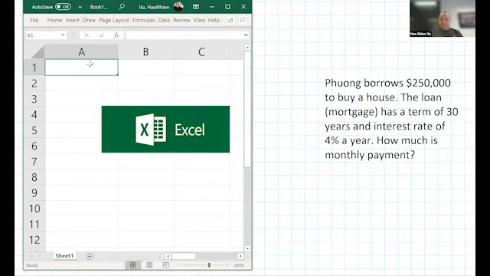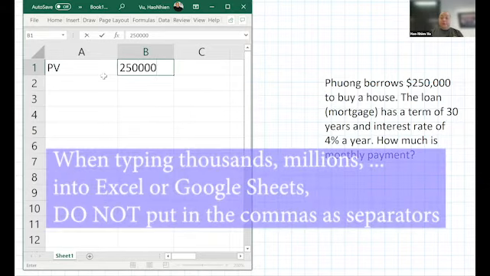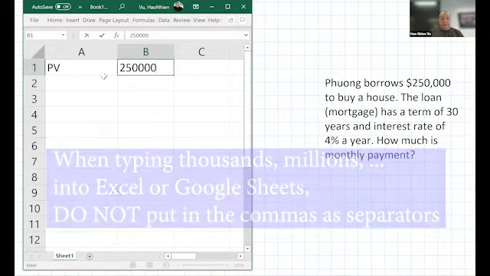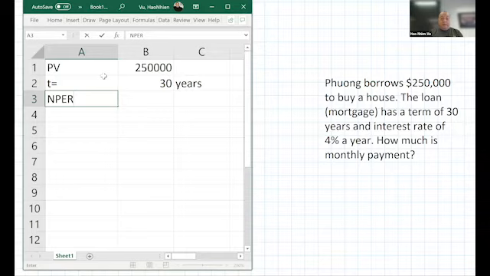Let's do it in Excel. First, I'm going to put in the information: present value or principal is 250,000. Remember, when typing numbers into Excel, don't put in commas, because the comma has special meaning in a formula. Don't type the comma. 250000. The next piece of information is that the term is 30 years. So T is equal to 30 years. Number of periods, therefore, is equal to 30 times 12.